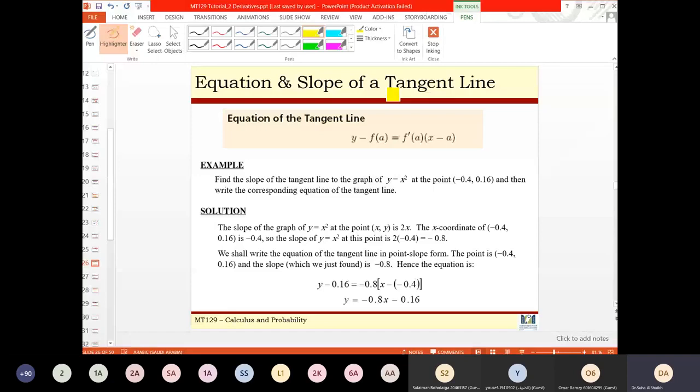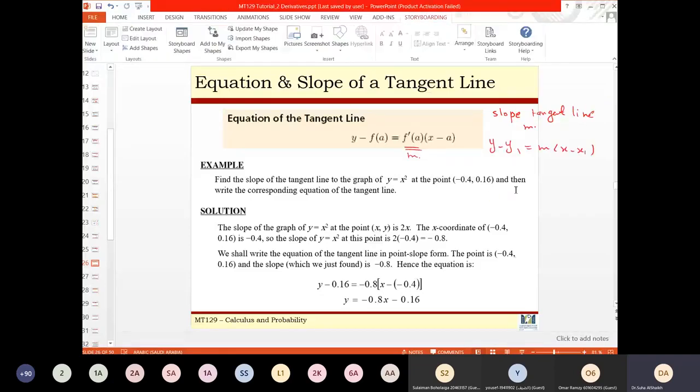So the equation of the tangent line: we know how to find the slope of the tangent line, as we did in the previous example. The slope of the tangent line is M. Now, what's the equation of the tangent line? The same thing: y minus y1 equals m times (x minus x1). In another way, y minus f at a equals f dash at a, which is m, the derivative at the given point, times (x minus a). So let's solve this one myself.